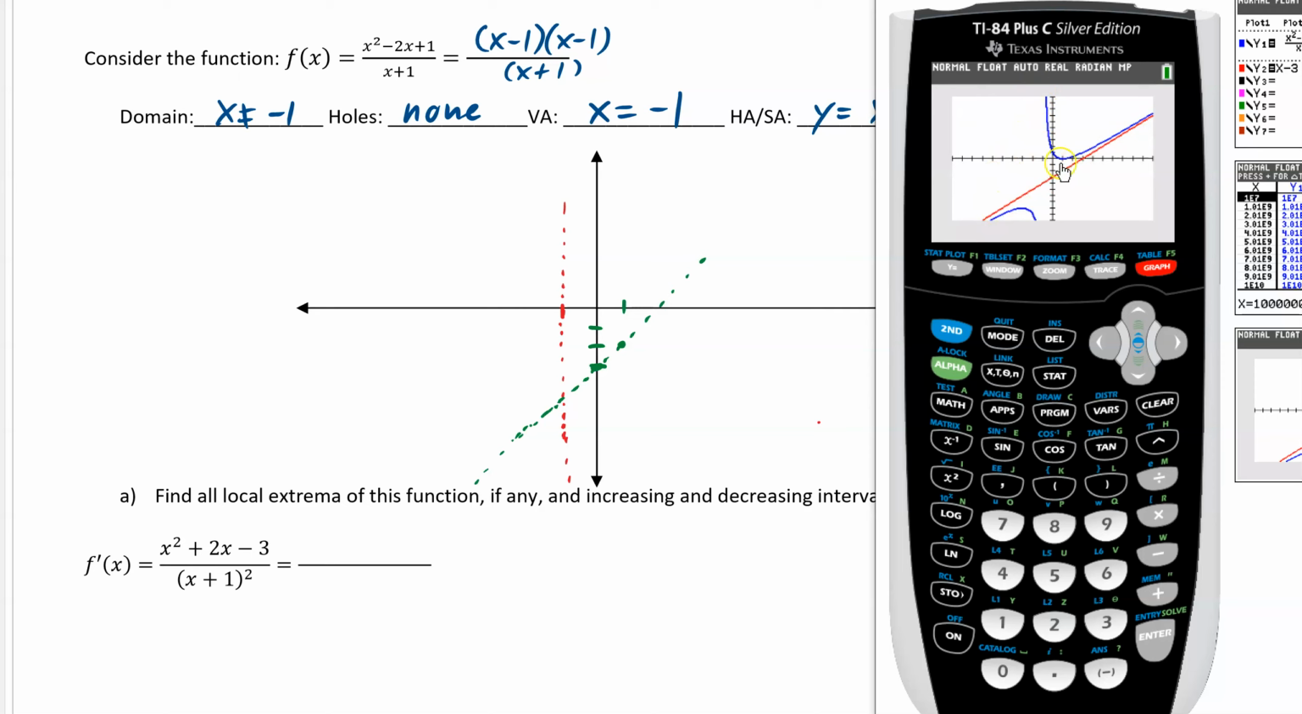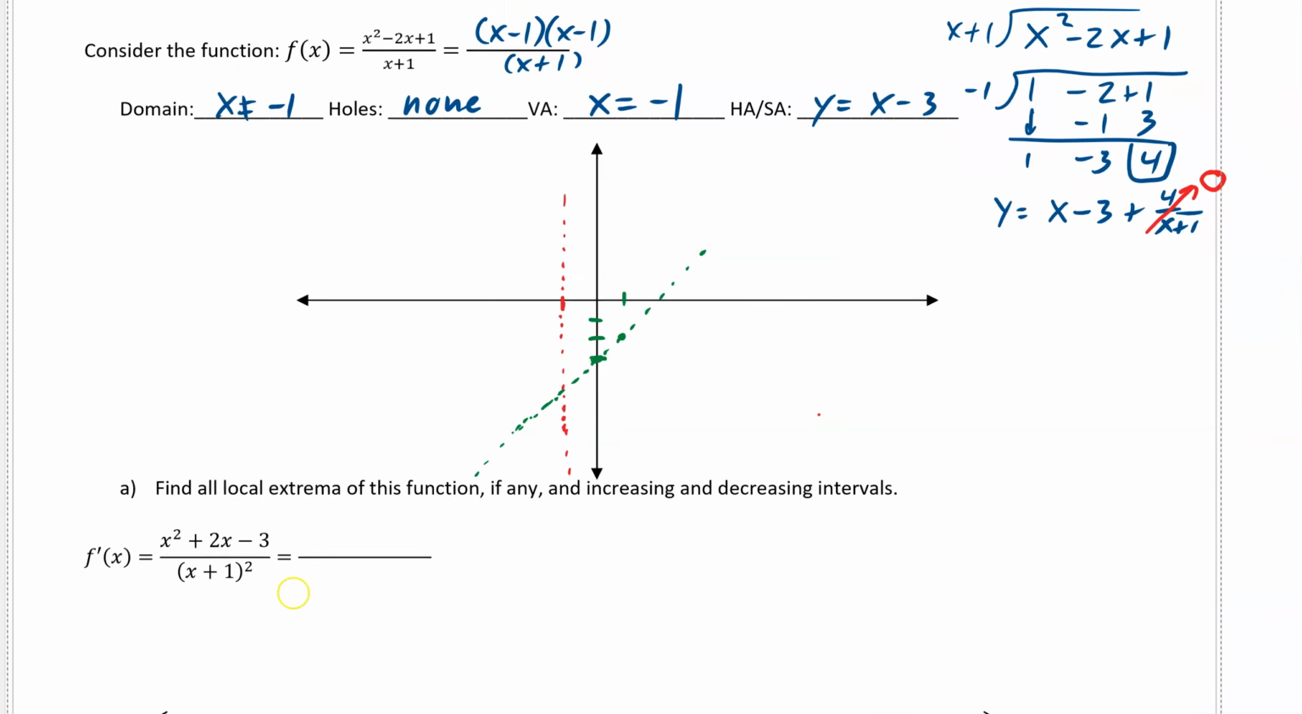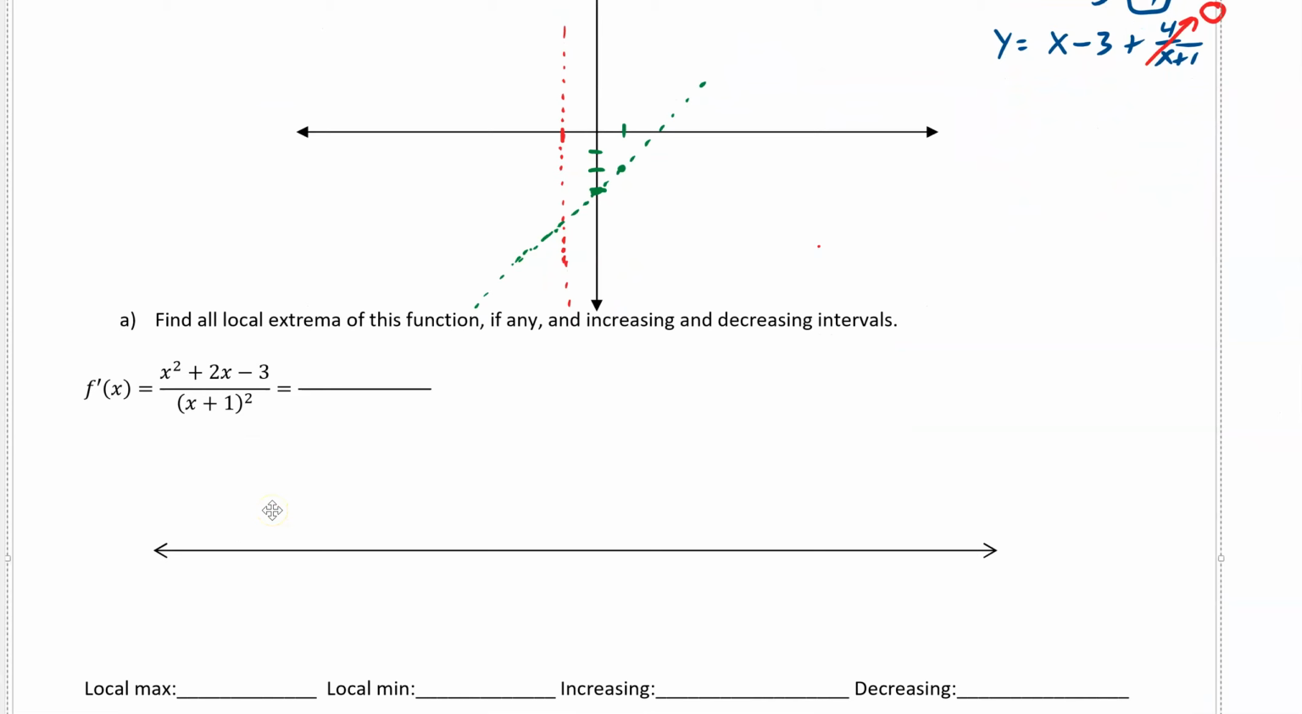Then if you look at our graph, we're going to be getting a local min here and a local max here. So we're going to need our first derivative. And I've already done that for us. So here is our first derivative. And so we do it the same way. We factor the top. So this would be x plus 3, x minus 1 over x plus 1 squared.